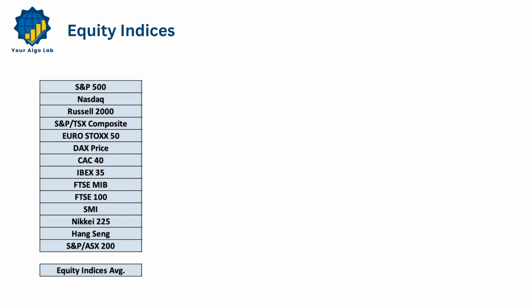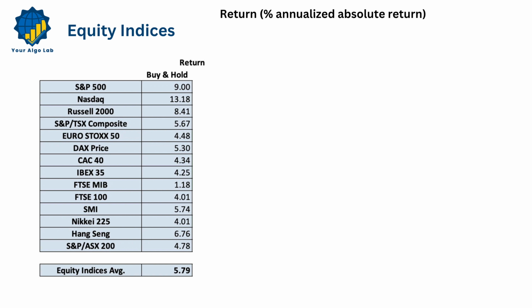Let's set up our benchmark. Our benchmark will be a buy and hold strategy on equity price indices. Here are the benchmark buy and hold returns. For example, the benchmark buy and hold return on the S&P 500 was 9.00%. Just a quick reminder, this is the price return without including reinvested dividends.